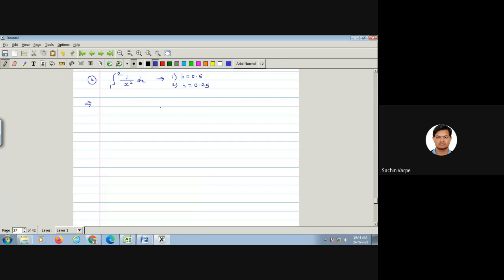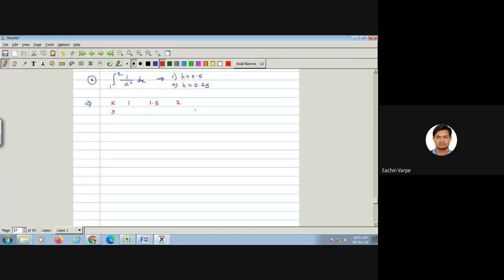So if I consider h is 0.5, then what are the x and y values? First of all, what are the x values for h is equal to 0.5? We start from x naught, that is 1, right? Then 1 plus 0.5, that is 1.5. Then 1.5 plus 0.5, that is 2. And that is our upper limit, 1 to 2.